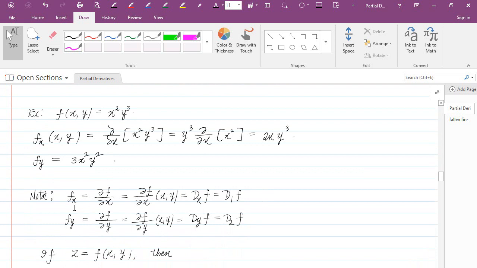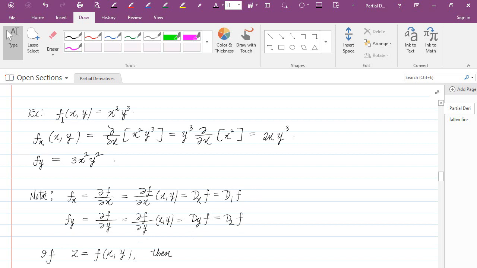There are a bunch of other notations that we use for the partial derivatives. So instead of using f x, sometimes we use delta f over delta x to denote the partial derivative of f with respect to x. If we want to emphasize the input here, then we write delta f over delta x, and we write x y within parentheses here. Sometimes we write d x f, so this is the derivative of f with respect to x, or sometimes we write d 1 f, and the reasoning behind writing 1 here is that you're taking the derivative of f with respect to the first coordinate x. Similarly, f y can be denoted by any one of these symbols here.